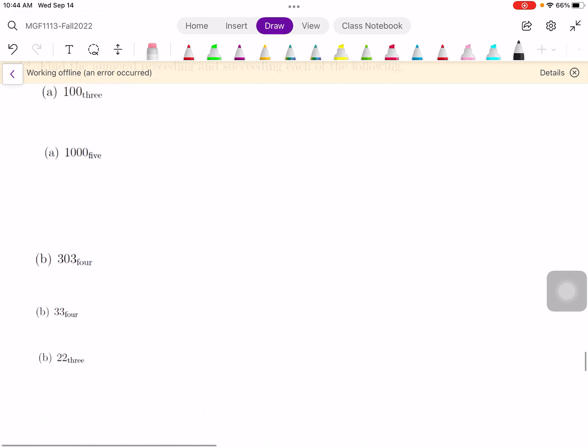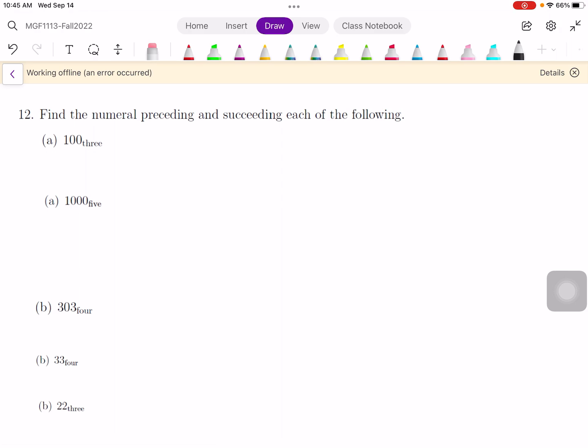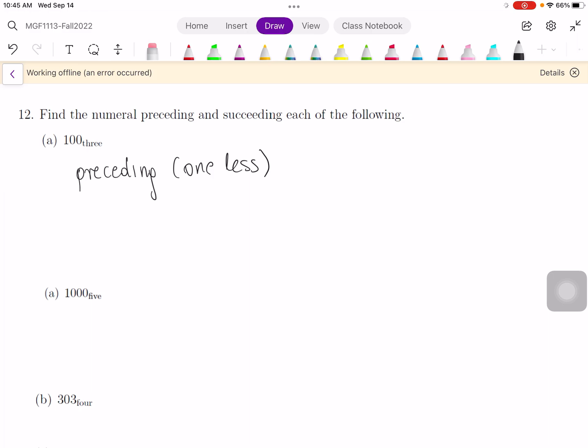Okay, let's do the problem about finding numbers in the given base, one more and one less. So preceding meaning one less and succeeding meaning one more. So let's say we're in base 3. Preceding is one less, and succeeding is one more. I suggest the best way is to visualize it, maybe to write it using flats, blocks, or longs or units.